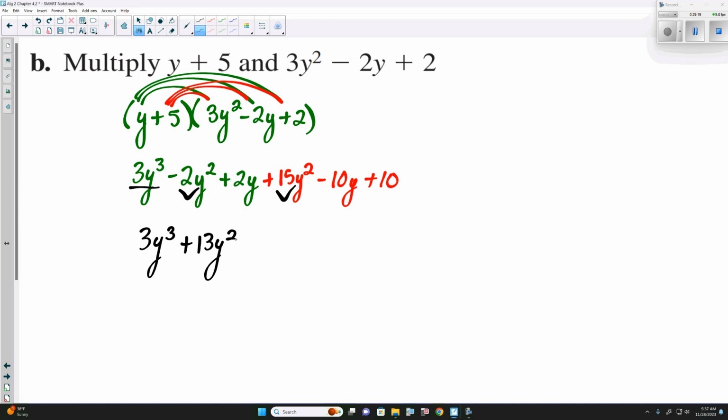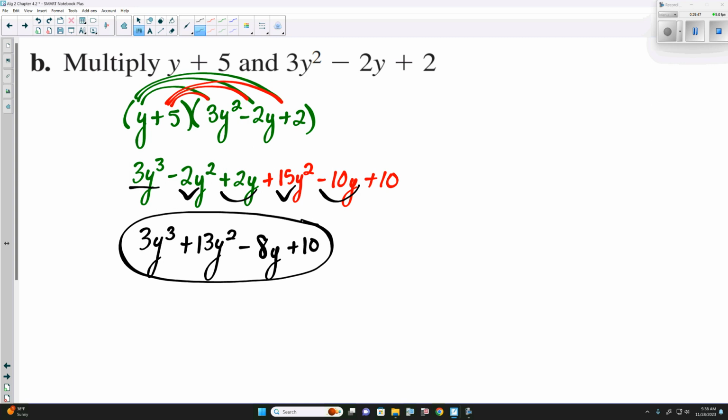We can't put the variable, but I could put the numbers negative 2 plus 15, do those, put them all in, hit enter. Negative 2 plus 15 is 13. We know it's connected to y squared, so it's positive 13y squared. Then we can move on to the y terms. 2y minus 10y is negative 8y. And lastly, we have positive 10. And that's it.